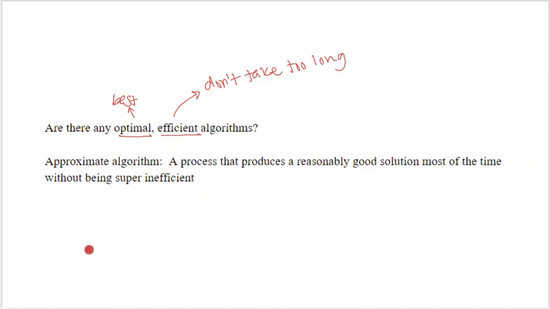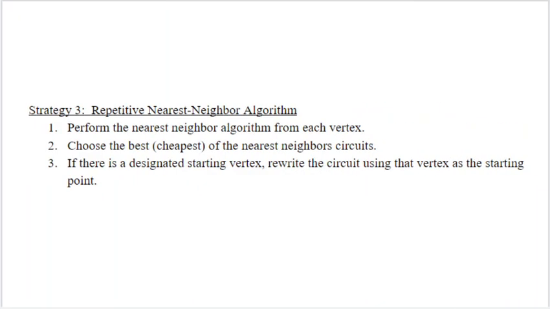There are no methods that always give us the right solution or the best solution, while also not getting crazy as we increase the number of vertices. So we have a few more methods that give us a little bit better answer, and they are called approximate algorithms. So they give us a reasonably good solution most of the time and are not super inefficient. So they're kind of medium on the optimal scale and medium on the efficiency scale. So let's look at these methods.